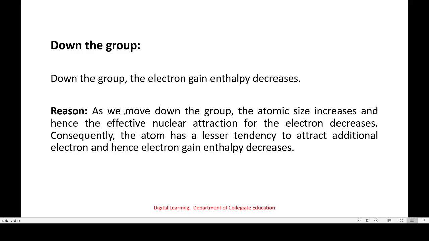As we move down the group, the atomic size increases and the effective nuclear charge also increases. But the net effect here is that the atomic size is more prominent than the nuclear charge, and hence the effective nuclear attraction for the electron decreases. Consequently, the atom has a lesser tendency to attract the additional electron and hence electron gain enthalpy decreases.